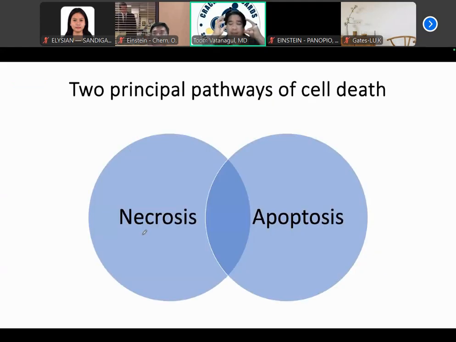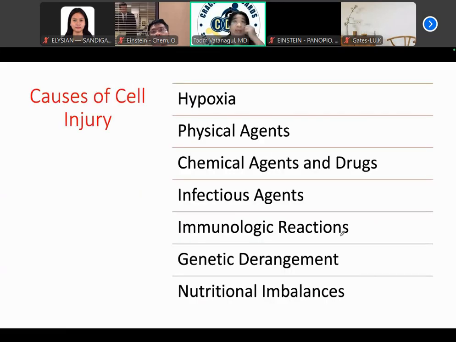Now, everyone, please make sure you input this in your hippocampus. What are the two principal pathways of cell death? Necrosis. Then we have apoptosis. Okay. Now, let's go back to the concept of cellular injury.